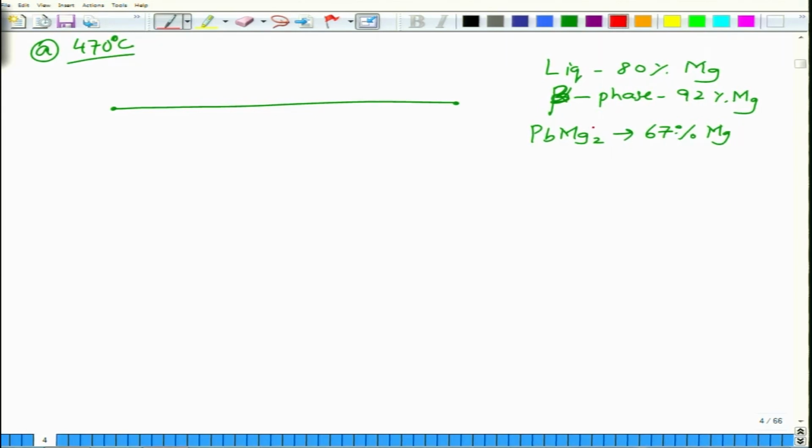So, if I mark these points, the highest point is 92%, lowest point is 67%. So, this is percentage Mg, and then in between somewhere we have 80% magnesium. So, we have liquid of composition 80%, PbMg2, this is a solid phase, and beta phase of composition 92%.